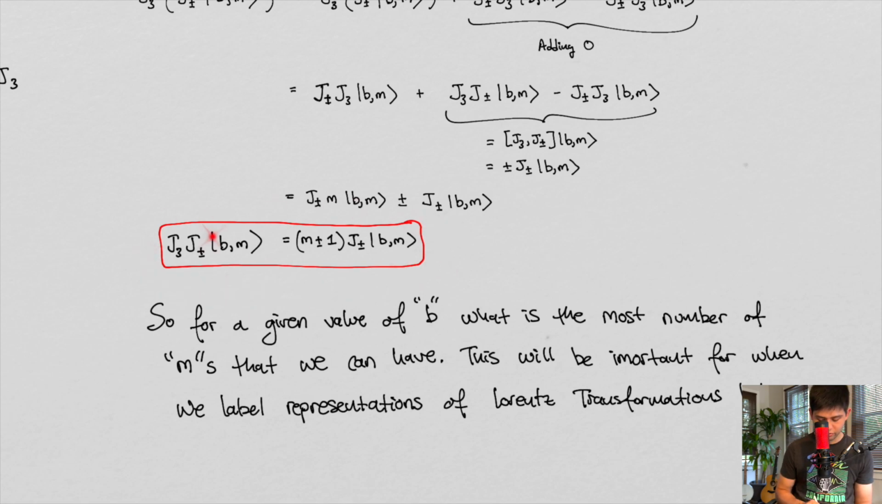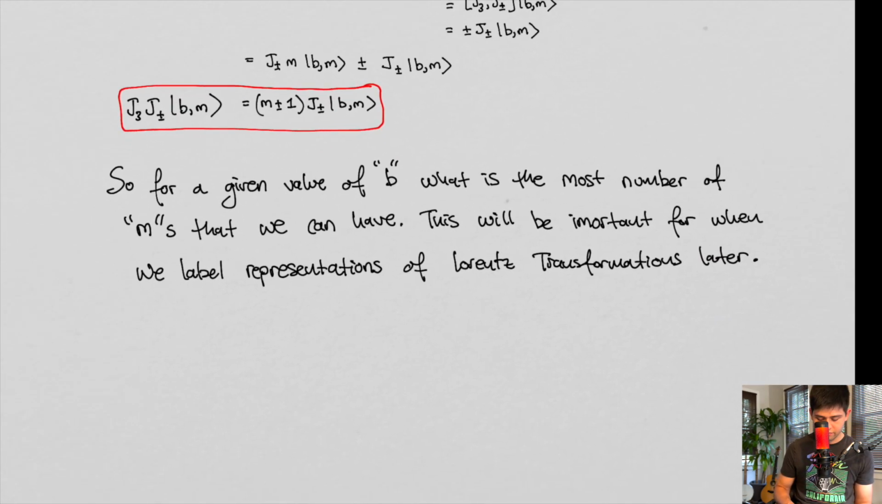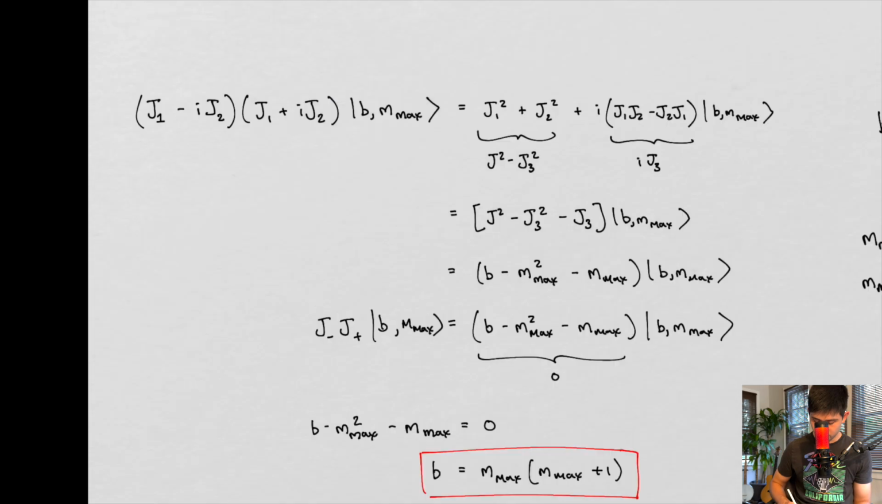Okay, so this is an interesting relationship we want to keep in mind. You can pause the video, go back, and so forth. But this is leading us to the grand step here. For a given value of B, we want to ask what is the most number of M's. How many elements are within a given representation? This will be important for when we label representations of Lorentz transformations later. So let's take a look at how we can answer this question.